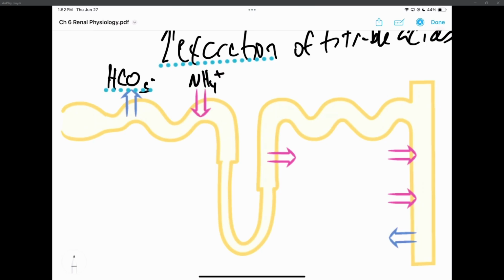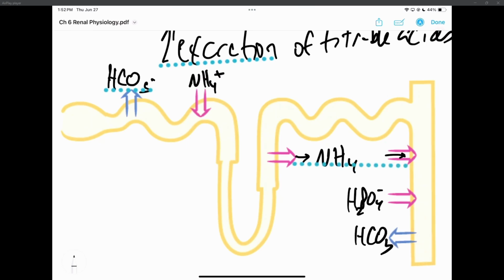We can secrete more of these titratable acids. Ammonia happens at the early proximal tubule. In the loop of Henle in the ascending, we also have ammonia here as well. So it can go there, and it can also get dumped into there. Here's our phosphoric acid. And lastly, bicarb. So these are the ways, again, how do we get rid of acidity in the blood?